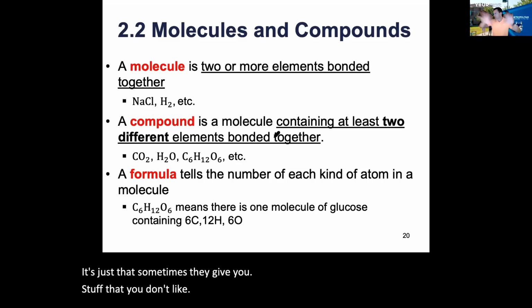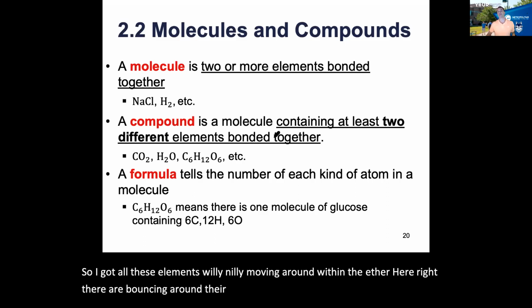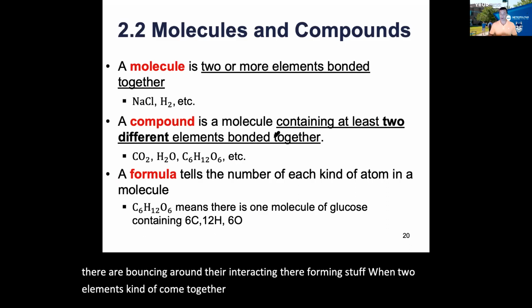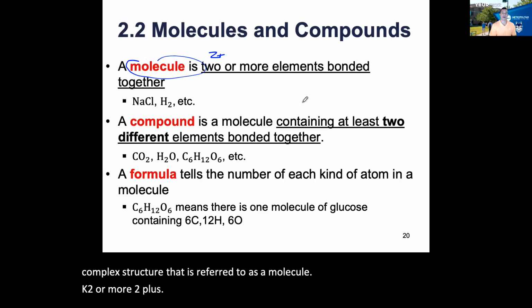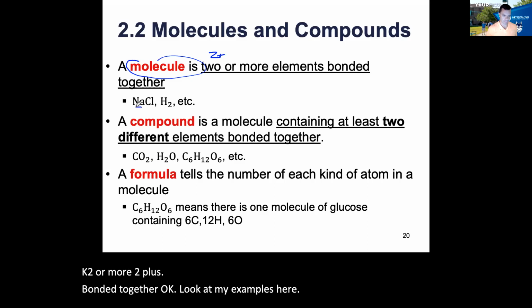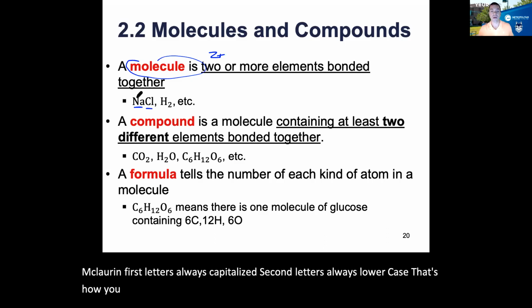So I have all these elements willy-nilly moving around within the ether here. They're bouncing around, they're interacting, they're forming stuff. When two elements come together and form a more complex structure, that is referred to as a molecule. Two or more, two plus, bonded together. Look at my examples here. Sodium and chloride. The first letter is always capitalized, the second letter is always lowercase. That's how you know. And then there are 2 different elements there, sodium and chloride.